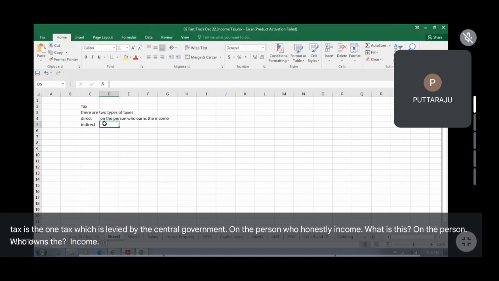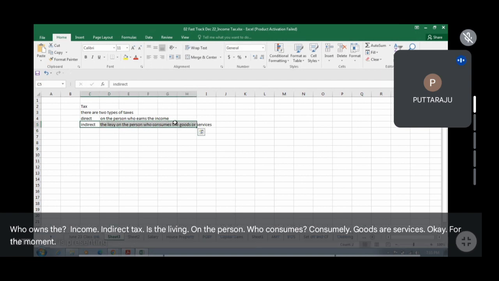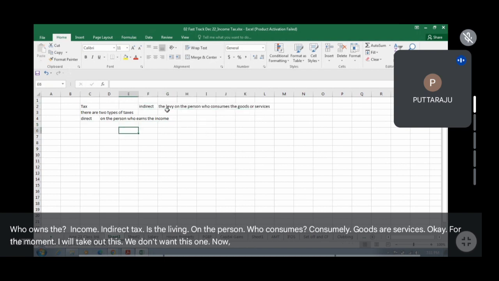Indirect tax is the levy on the person who consumes the goods or services. Okay. For the moment, I will take this out. We don't want this one now. Only for the differentiation purpose I wrote it.